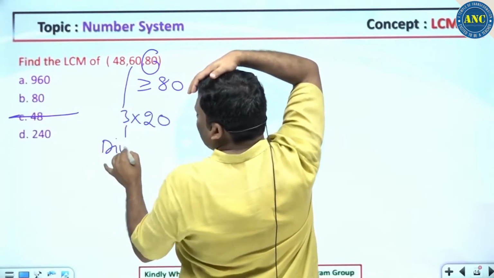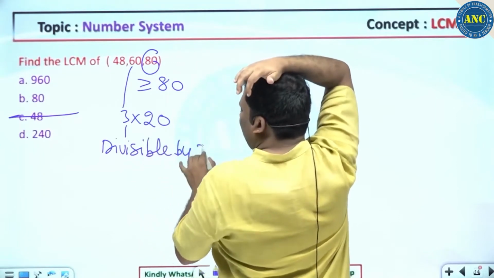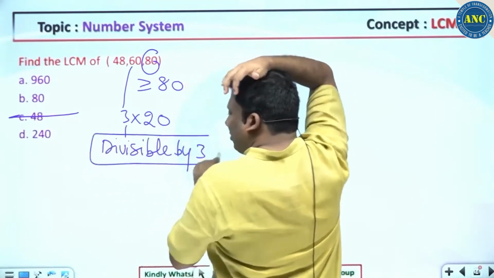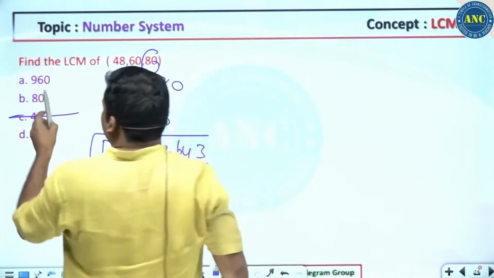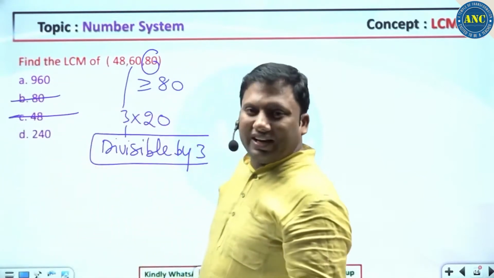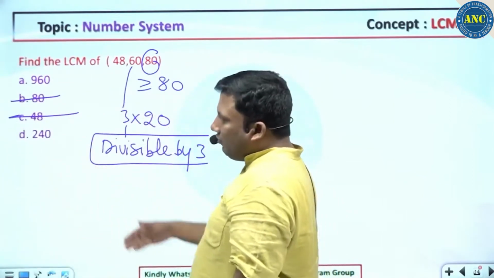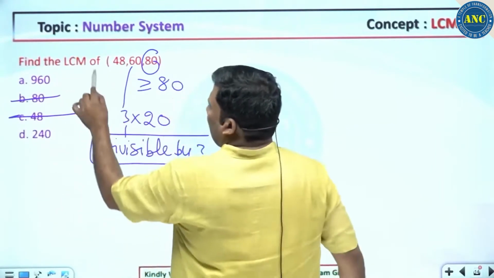The answer should be divisible by 3. The divisibility rule of 3 is that the sum of the digits should be divisible by 3. 80 is 8 plus 0, which is 8, not divisible by 3. We are stuck between 960 and 240.